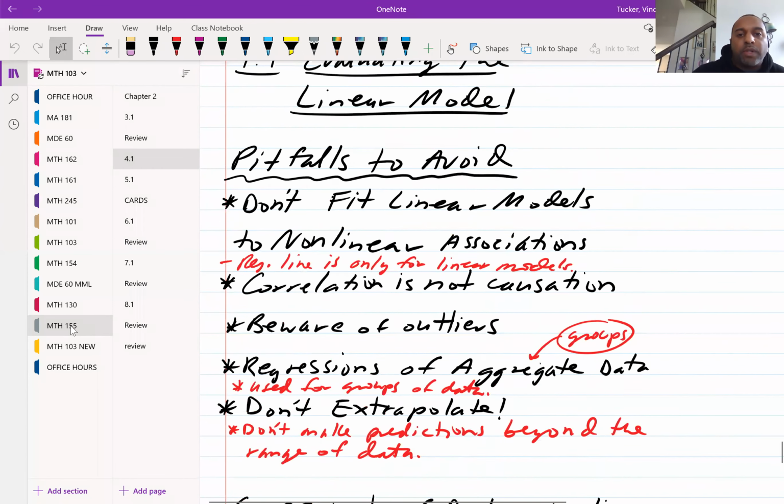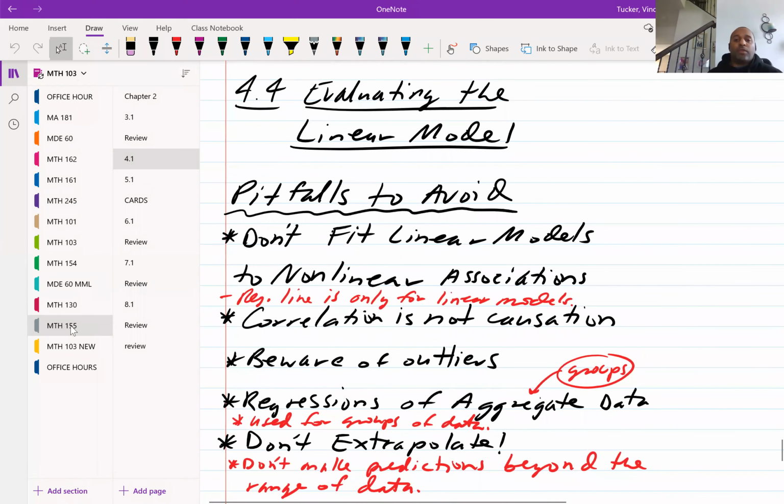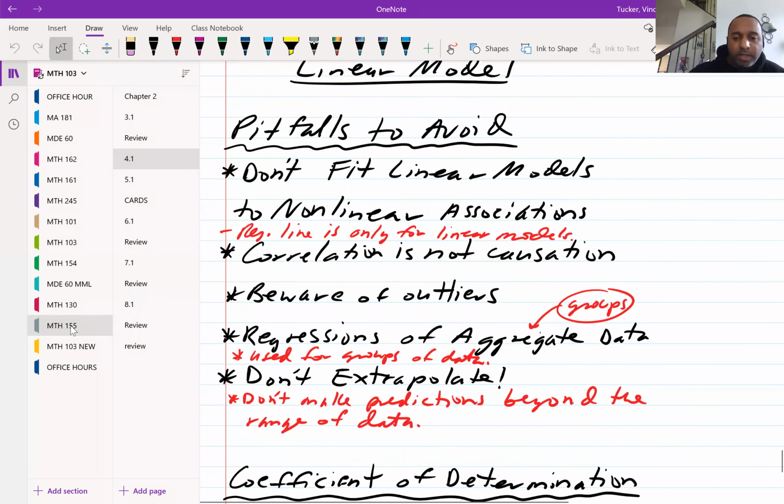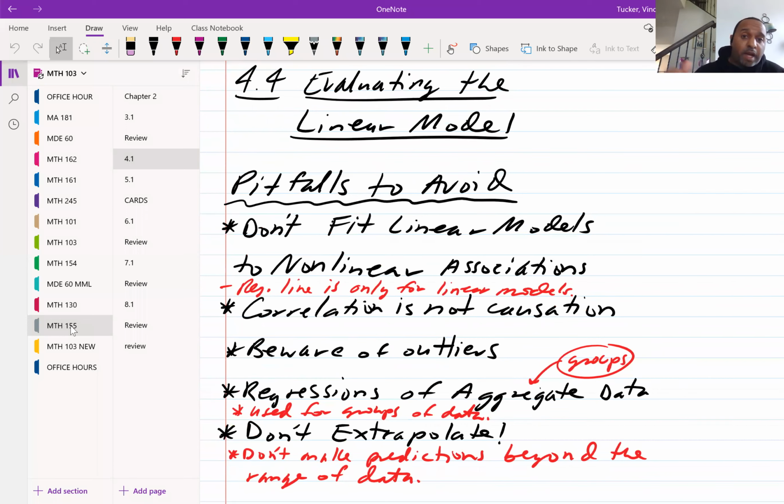All right, so 4-4, it's going to be a little short for us. Just a few things that they notate for you, pitfalls to avoid. So I just wrote a few things that you may see. They may mention it in MyMathLab as a question, but nothing major here until we get to that last topic. So pitfalls to avoid. Don't fit linear models to nonlinear associations. So I mentioned it before, the regression line and the correlation coefficient really are only for your linear associations. This only helps you predict linear models.